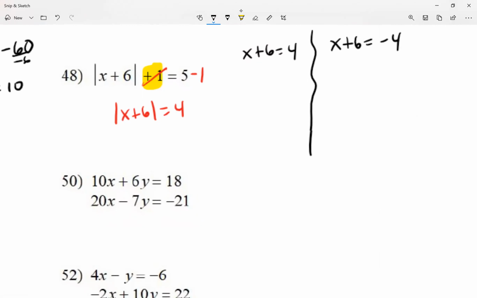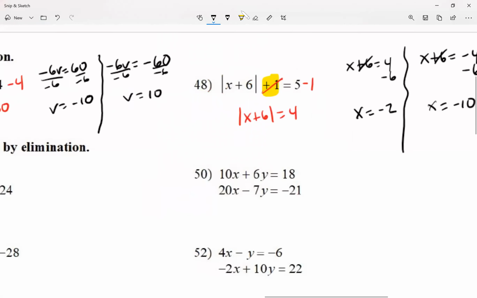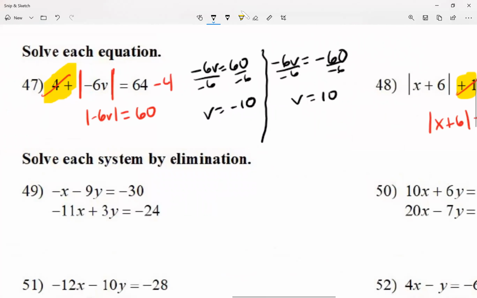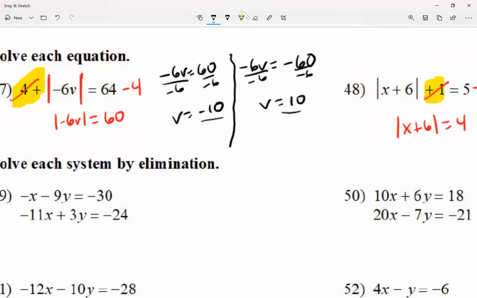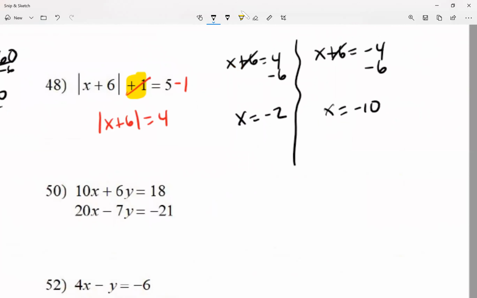On the first one, let me move my plus 6 over as a minus 6. So I get x is equal to negative 2. On the other one, once I move that 6 as a minus 6, I get x is equal to negative 10. Now, in question number 47, my two answers were negative 10 and positive 10. They look pretty alike. Now, don't think they're always that alike. Looking at number 48, one of my answers was a negative 2, the other one was a negative 10.